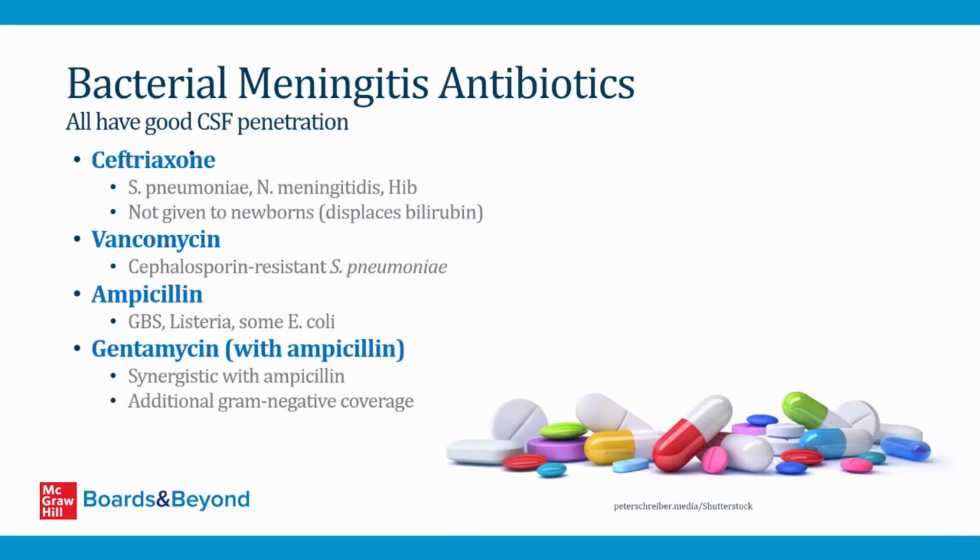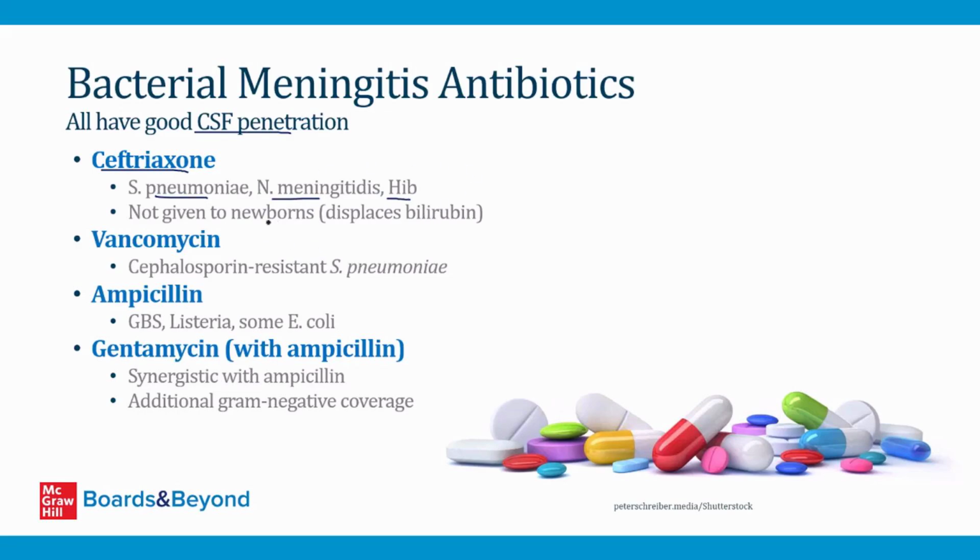So there are basically 4 antibiotics that we use to treat bacterial meningitis empirically, meaning before we have culture results. And all four of these drugs are used because they cross the blood-brain barrier and they have very good penetration of the CSF. So the first drug is ceftriaxone. It's a cephalosporin antibiotic. It covers strep pneumo, Neisseria meningitidis, and H. influenza type B, all of which are common causes of bacterial meningitis.